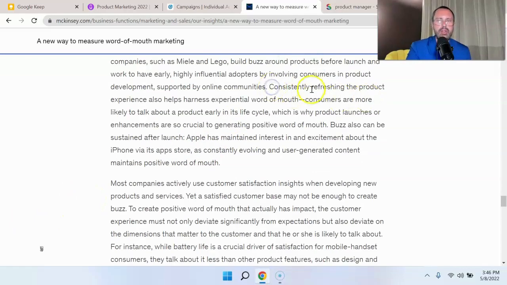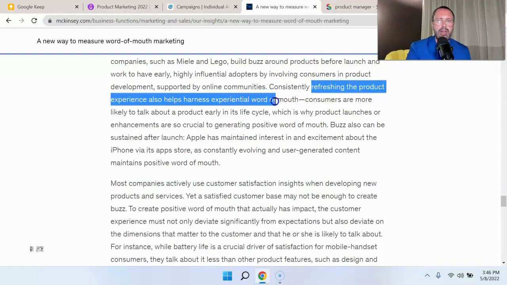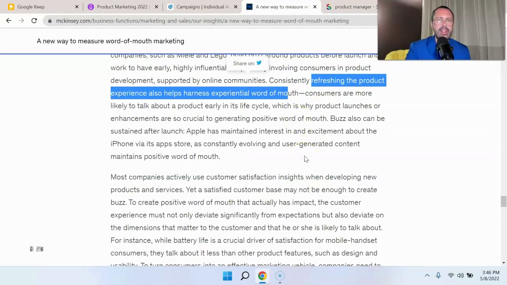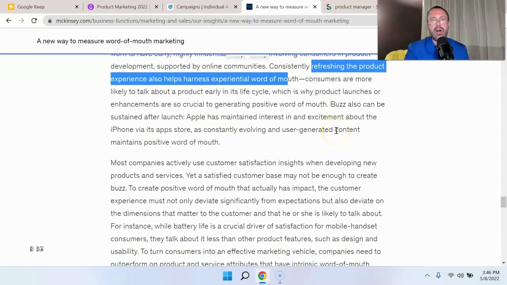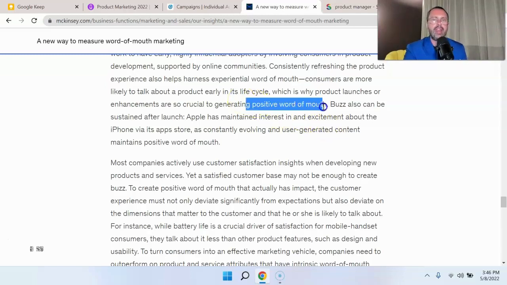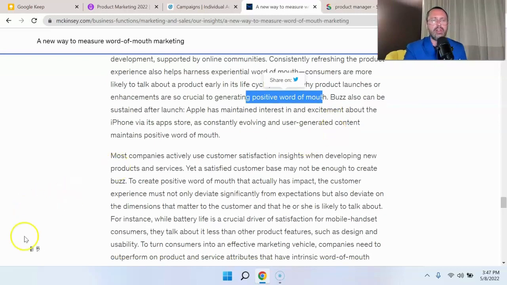Another idea is to refresh the product experience to help harness word of mouth. One of the reasons that this is effective is because word of mouth tends to be more successful early in a product's life cycle. So often your biggest opportunities are going to be centered around product launches, or if not around the product launch, around the launch of new features or rebrands or new additions to the product, because you can piggyback off of those to help generate word of mouth. It's kind of like in journalism where anything that's new is more likely to get published and to get buzz than something that's just been around for a long time.